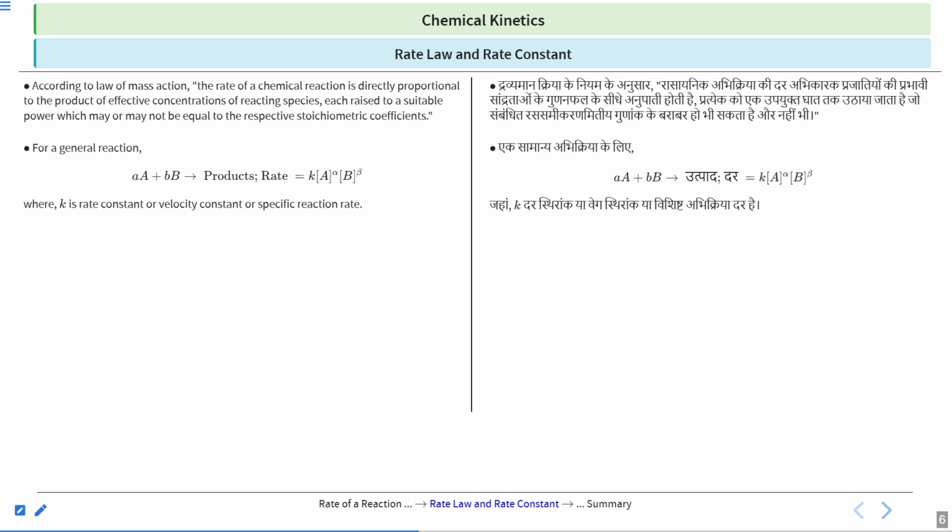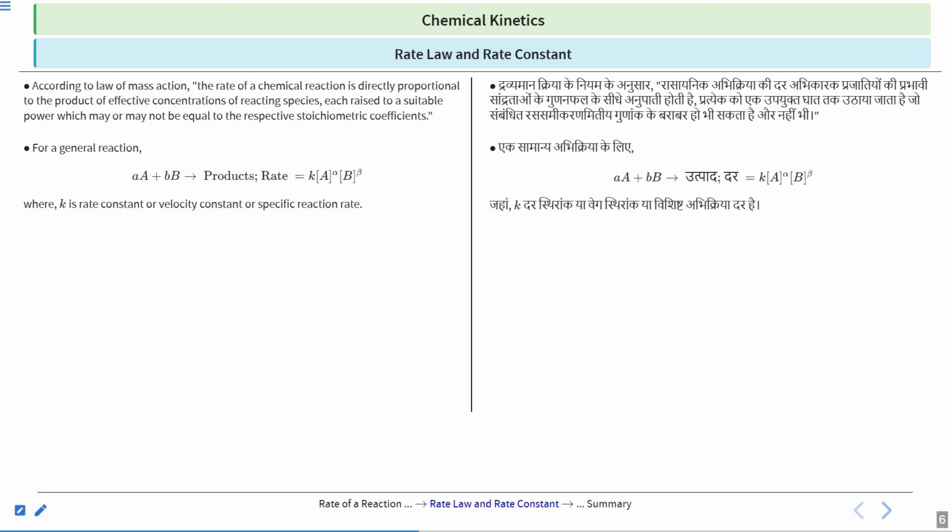Now what is K here? This K is nothing but your rate constant, or velocity constant, or specific rate constant. So why are we saying specific rate constant? This word specific is introduced whenever we change the concentration of both the reactants to unity. So if we keep the concentration of A as 1 and concentration of B as 1, then your rate will be equal to the rate constant. That is the reason we are saying it as specific reaction rate.